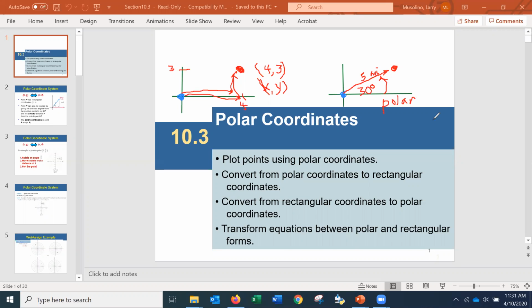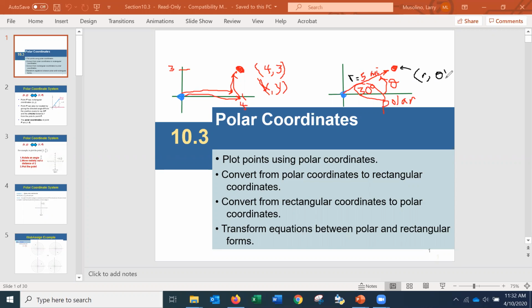So for this polar setup, we need 2 pieces of information. I need to know what angle to point my car at. We're going to call that theta. And I also need to know the distance to go along that angle. We're going to call this r. And then we're going to write this location for this red dot as r comma theta.